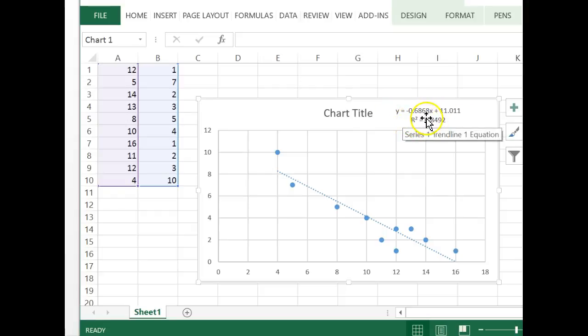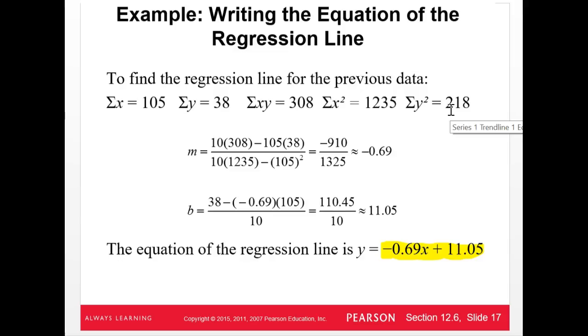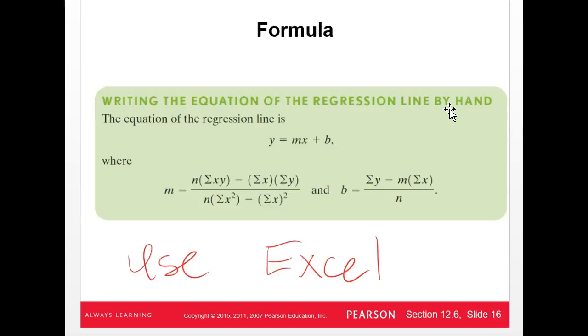Negative 0.6868x plus 11.011. And it's just rounding, and maybe I have a data point in there wrong. But anyway, Excel can do this regression line equation for you very quickly and easily, and much more time efficiently.